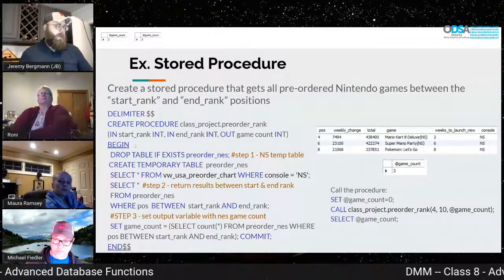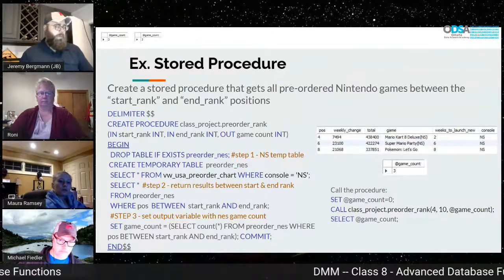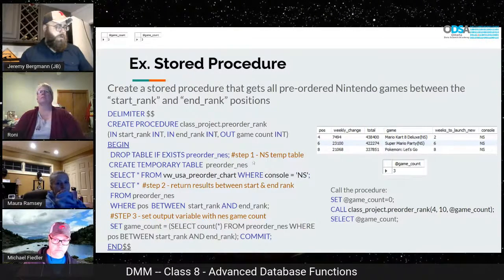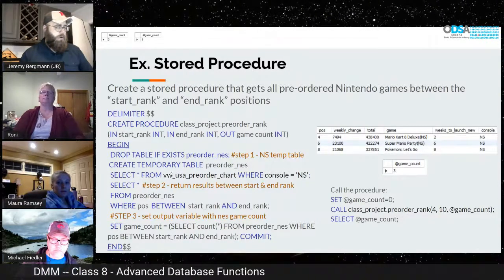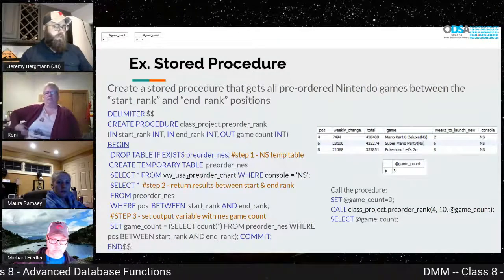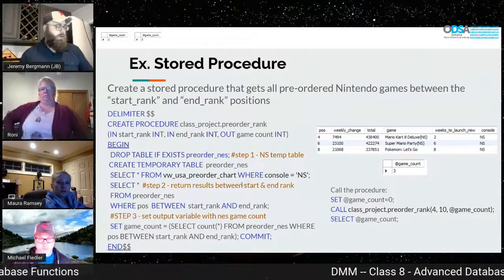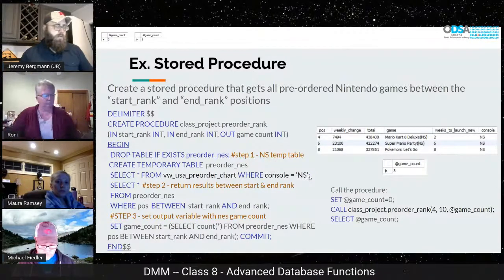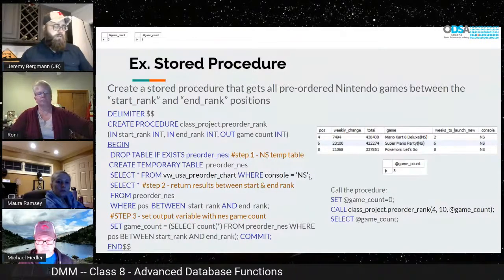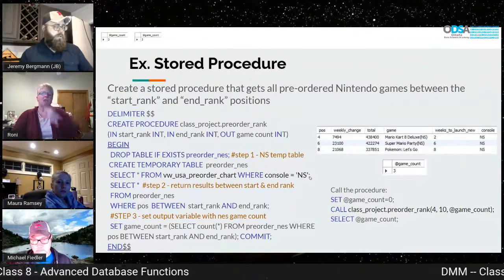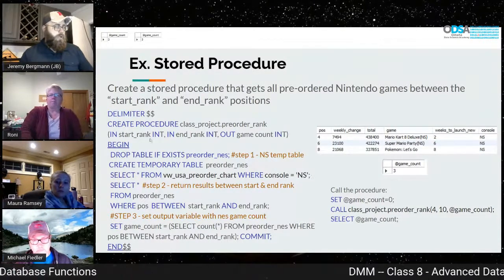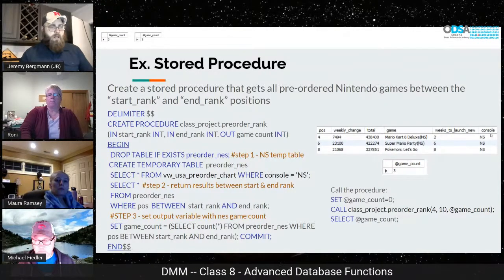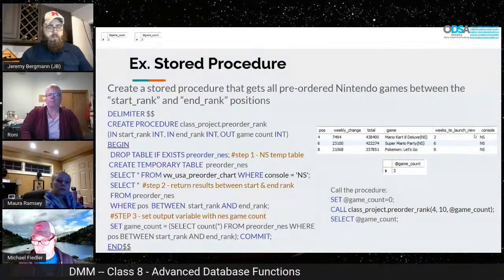The first step I do is to drop the temporary table if it already exists for whatever reason in that session. And then I create a temporary table for selecting everything from the US pre-order chart where the console is equal to NS. So NS is Nintendo. So what this query is really doing is going to get the ranks and see all of the games that have the console of the Nintendo Entertainment System in it.